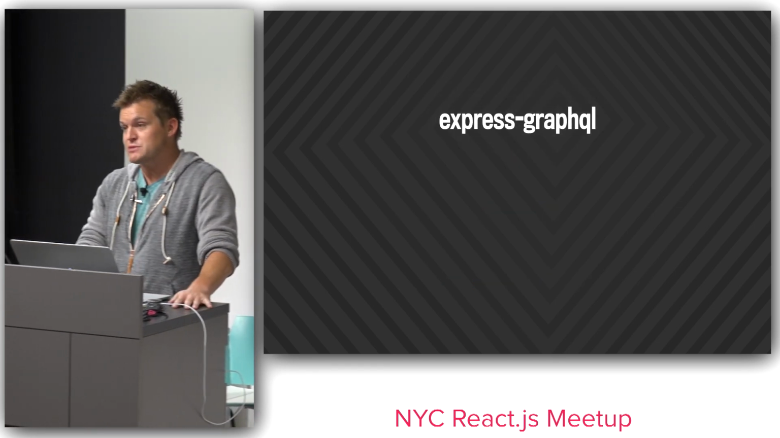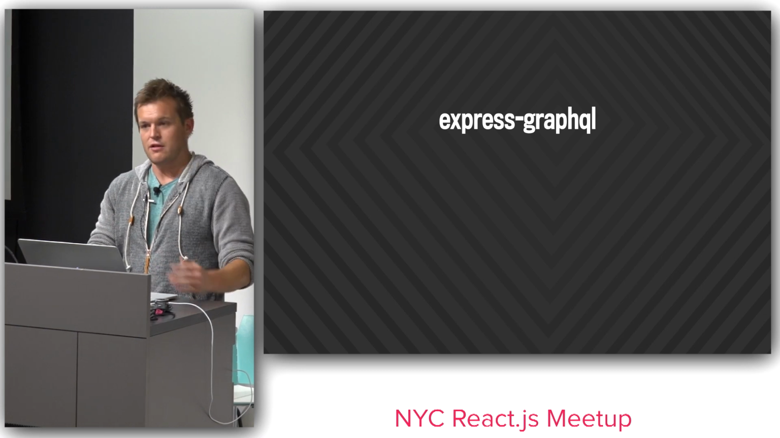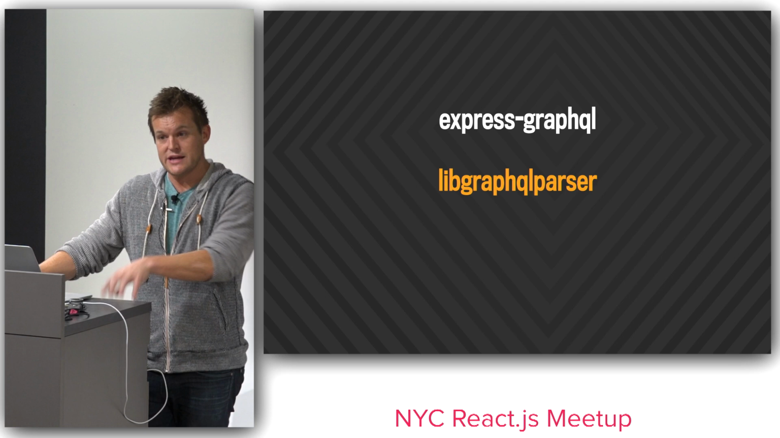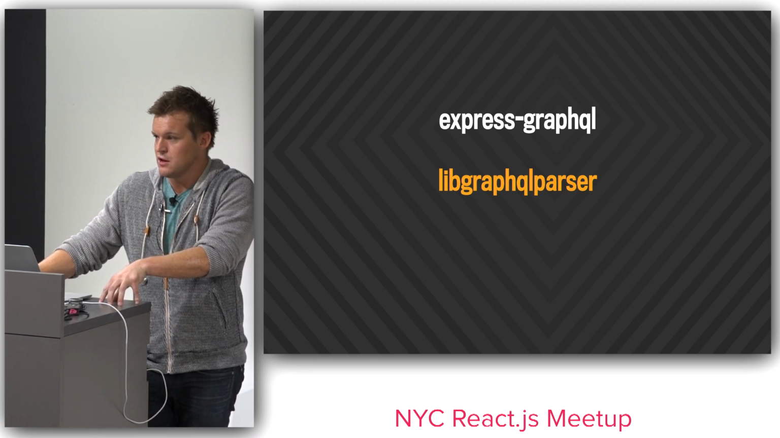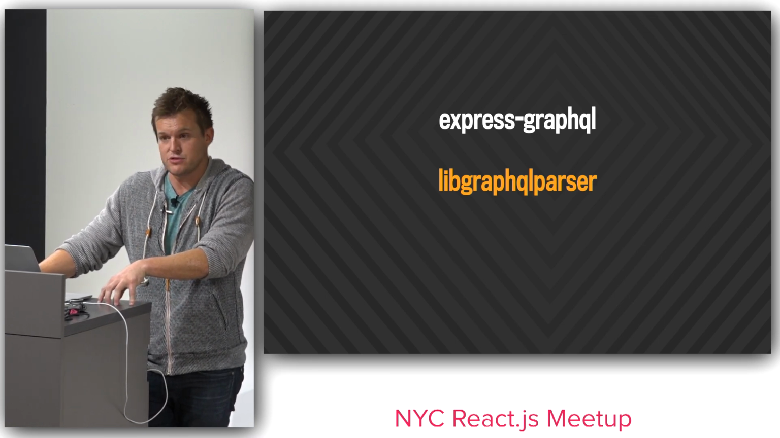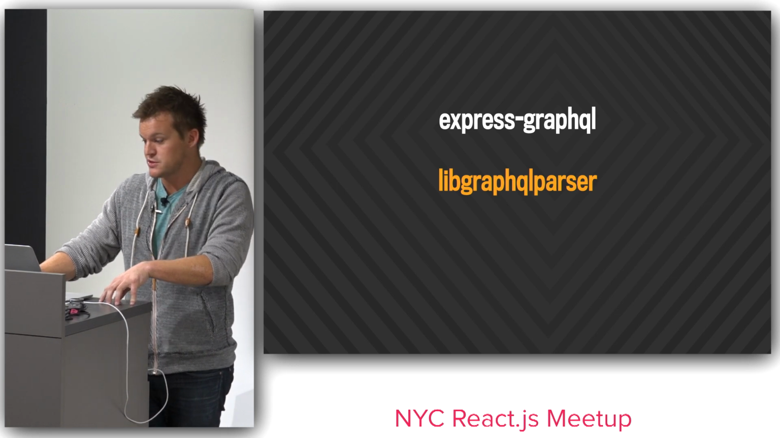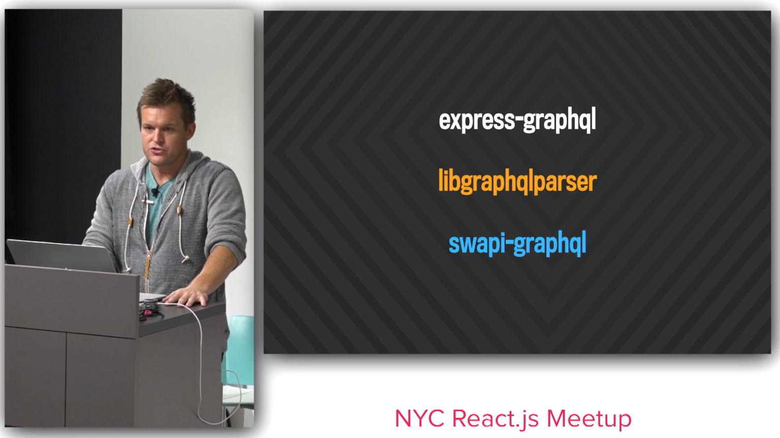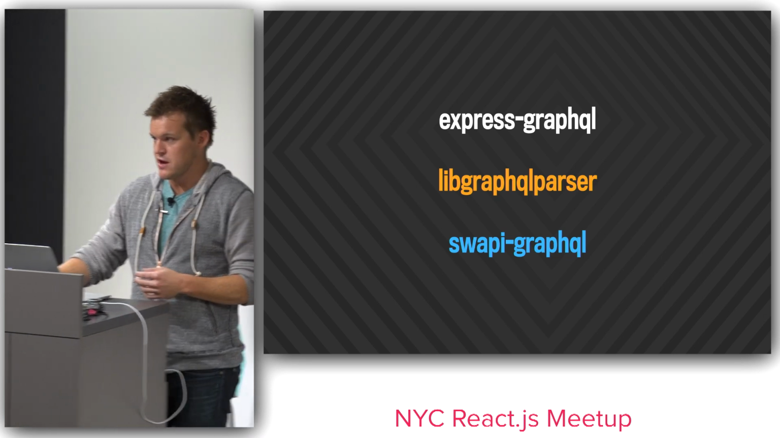We've released an Express plugin for GraphQL that allows you to build an HTTP server quickly. LibGraphQL parser, which is a native parser built in C++, so you could embed that in other scripting languages and just build bindings instead of having to rebuild the entire parser. And we have open sourced that Swappy demo as well. So you can check out how this works in reality.